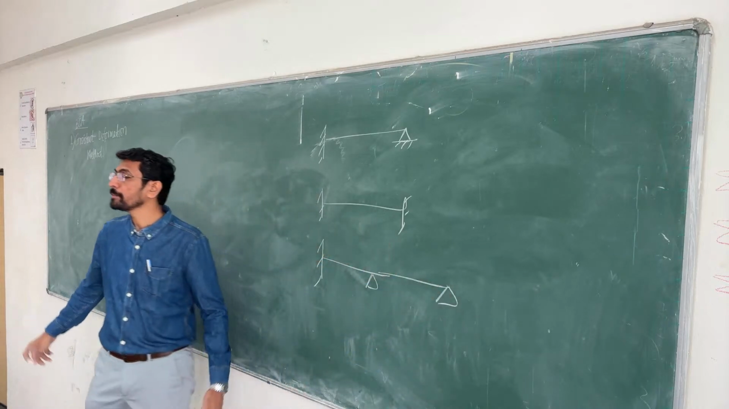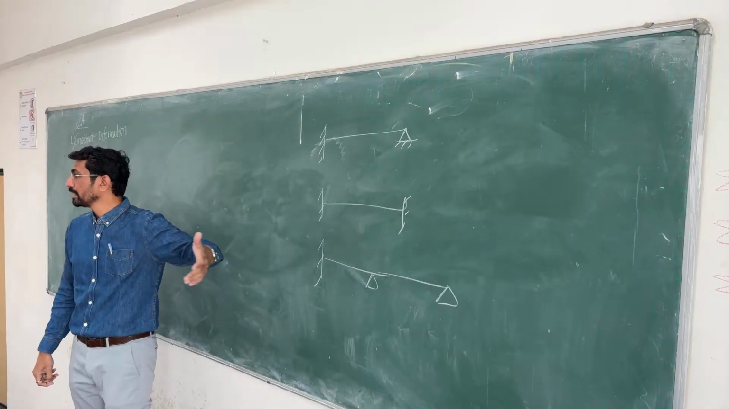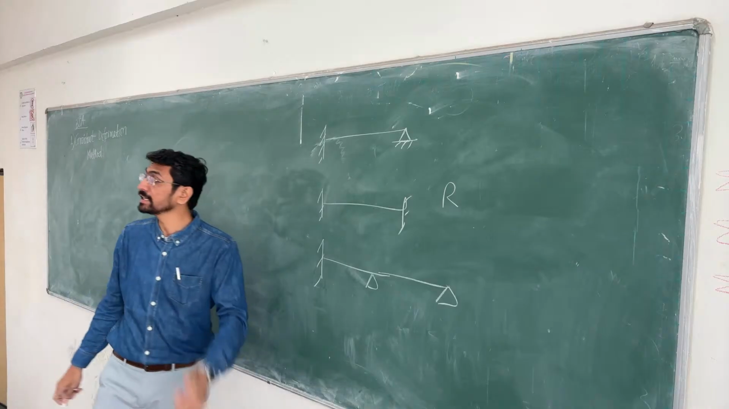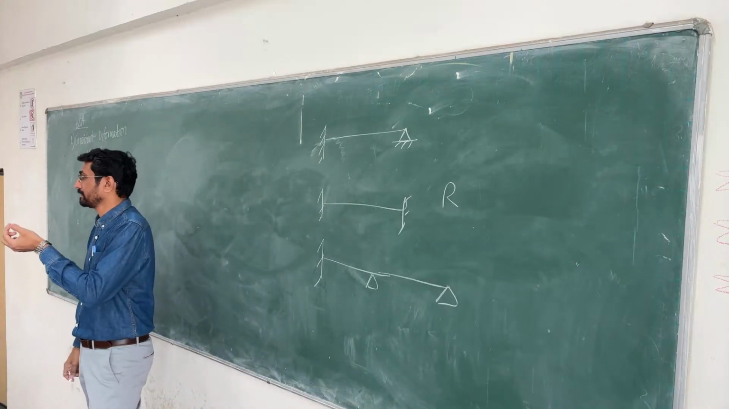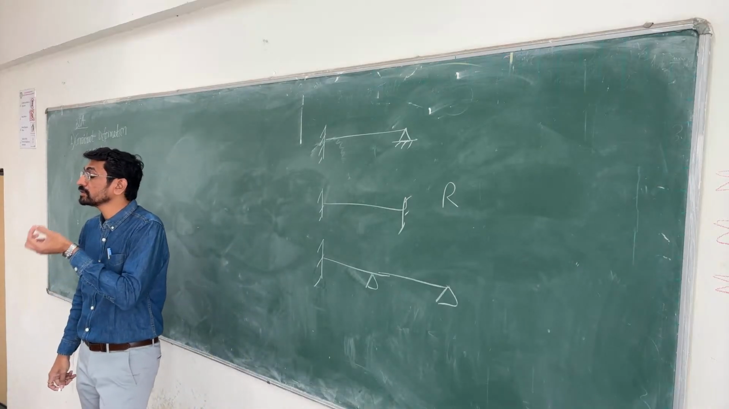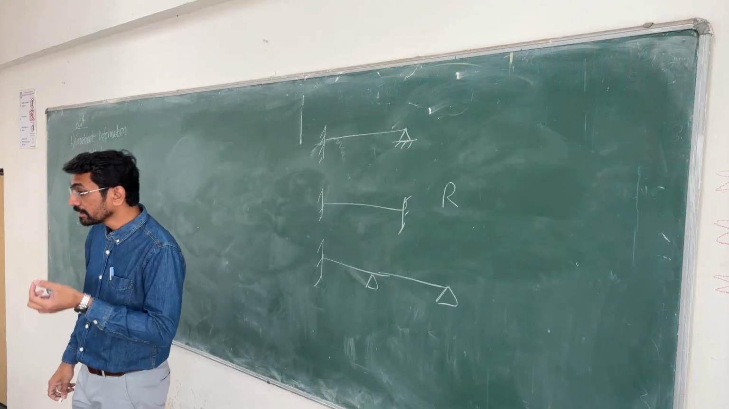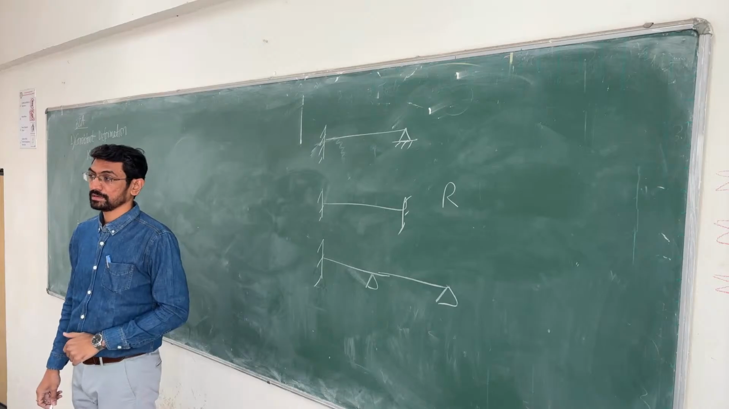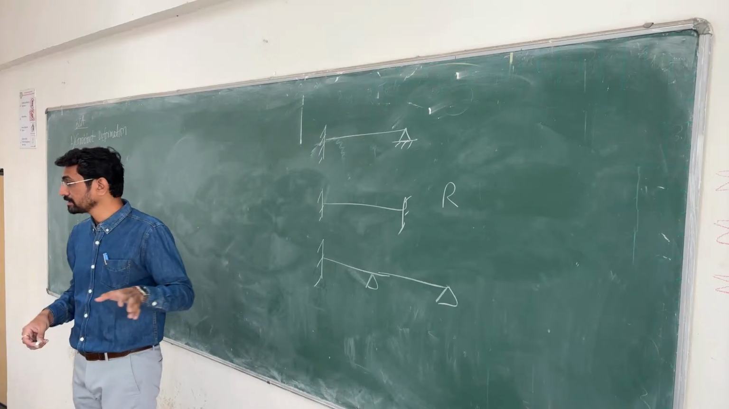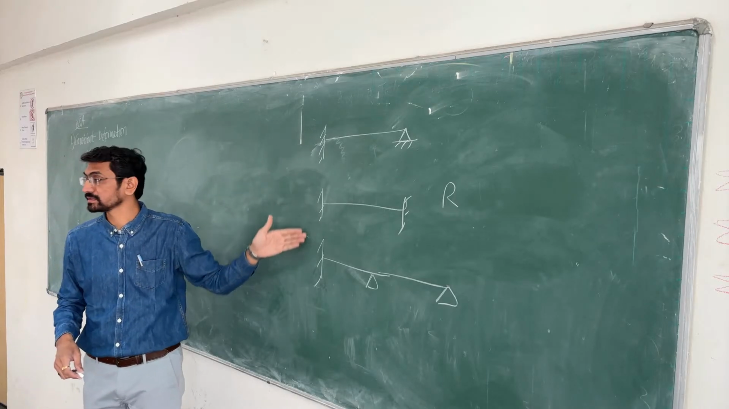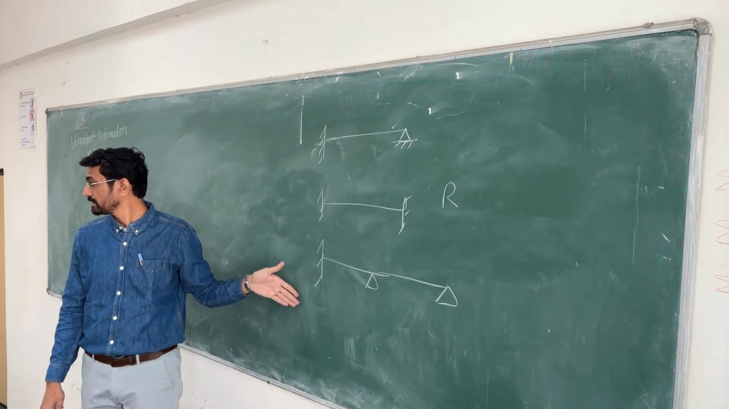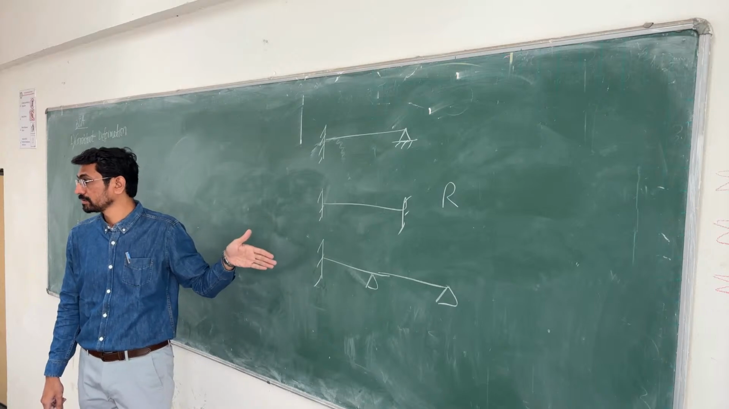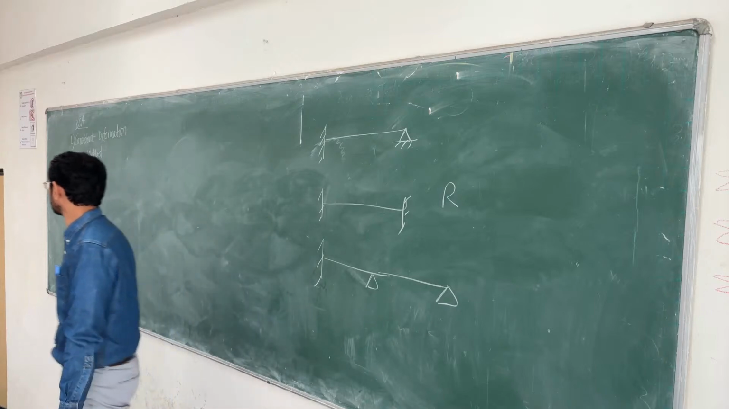many. You keep on adding the supports and the capital R value, which is reactions, gets increased, but your small r, which is the number of equilibrium conditions, doesn't increase. And in practical cases, you will see most of the beams are of this type, in which you have the number of reactions more than the number of equilibrium conditions.